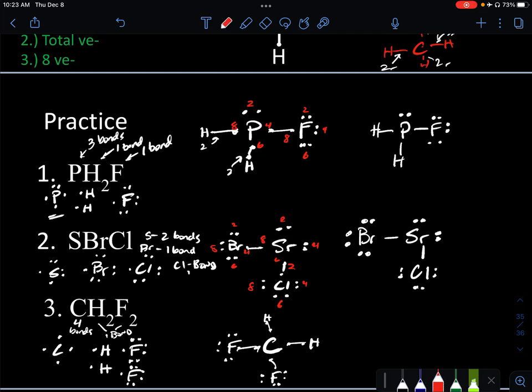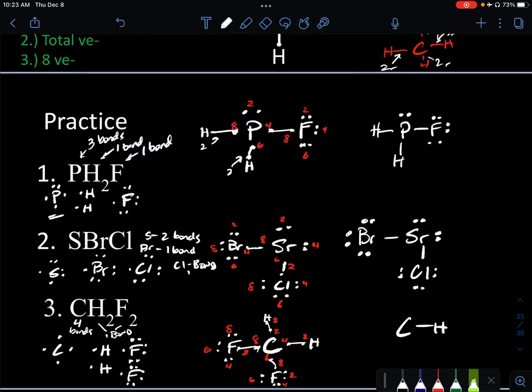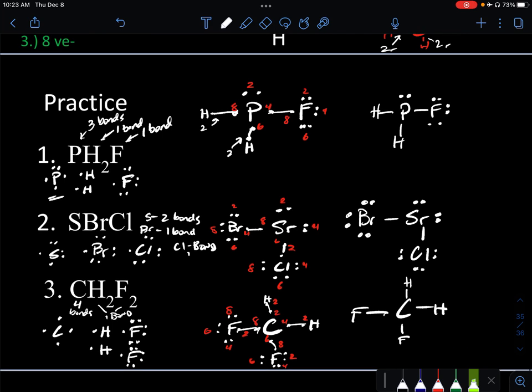All right, let's see here. H has got 2, which it needs. 2, 4, 6, 8. That works. 2, 4, 6, 8. That works. Carbon, 2, 4, 6, 8. That works. Here we go. So we get C with an H. Notice no dots on that one because it's got its 2 in the bonds. Same thing there. But both of these F's need more, so they need their extra dots in order to show that they have full outer shells, full valence electrons.